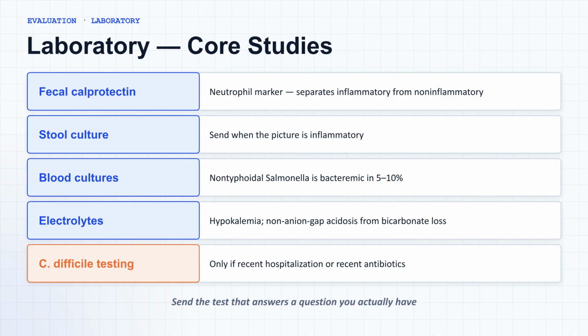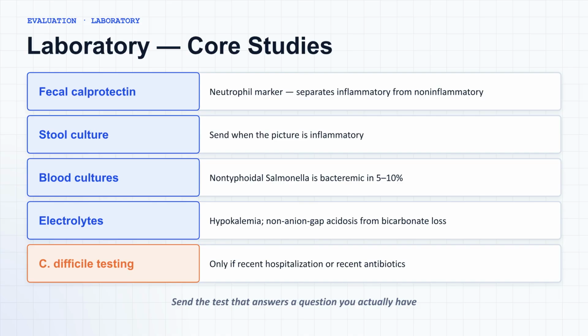Send blood cultures. Remember, non-typhoidal Salmonella is bacteremic in 5 to 10% of cases. Check electrolytes. Diarrhea drives hypokalemia and a non-anion gap metabolic acidosis from bicarbonate loss. And test for Clostridioides difficile, only if there has been recent hospitalization or recent antibiotics. Marcus has had neither, so we are not sending that test today.